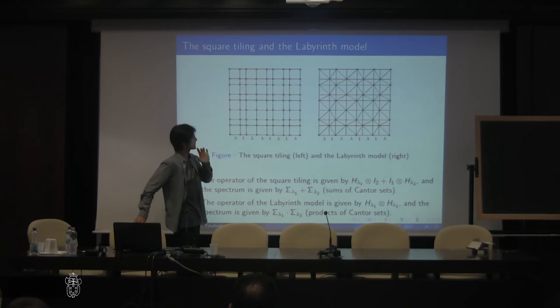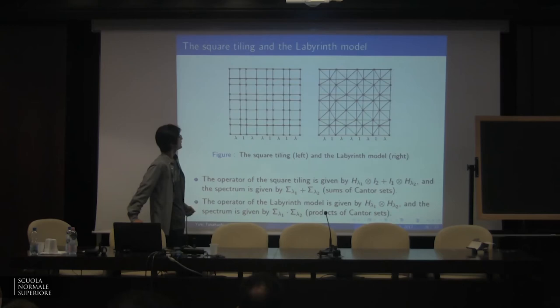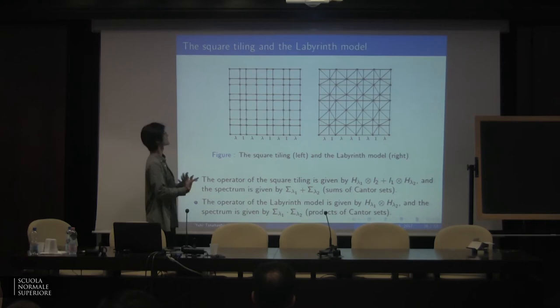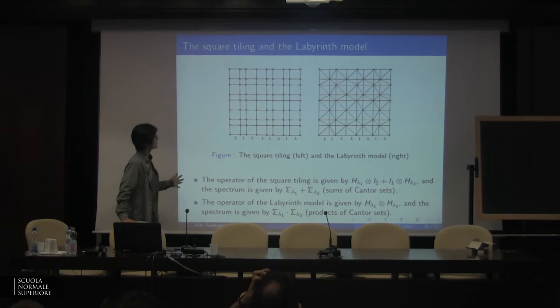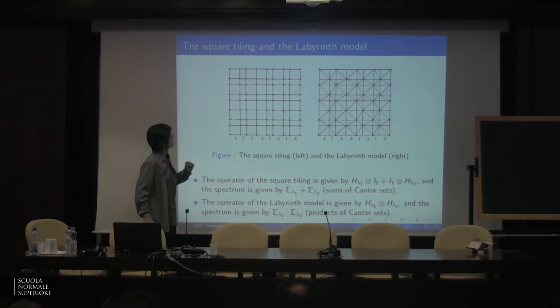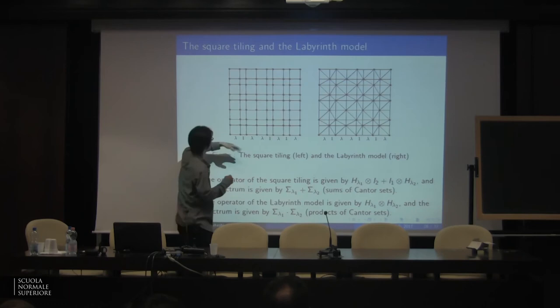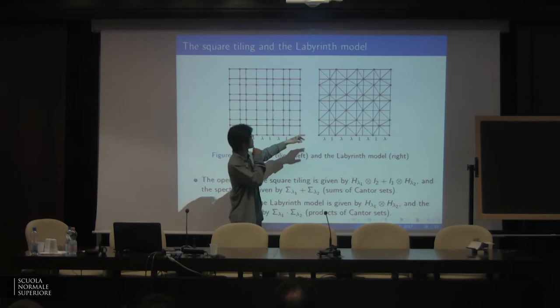Everything was about the one-dimensional quasicrystal model, but we want to consider a higher-dimensional quasicrystal model. But when studying the two-dimensional quasicrystal model, nothing is known. So let us consider a simpler two-dimensional quasicrystal model. They are separable, and you can apply the results of one-dimensional models. So we use two copies of the one-dimensional model. If you connect like this, this model is called square tiling. If you connect diagonally, that is called the labyrinth model, which is the model that I consider.